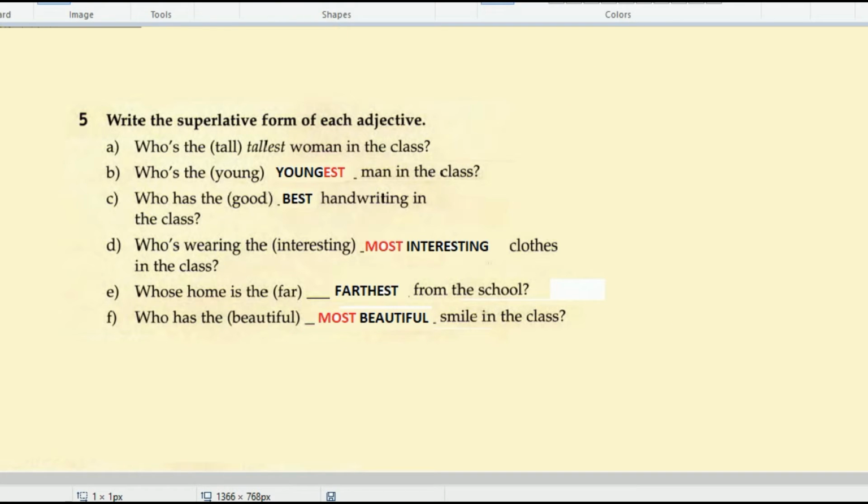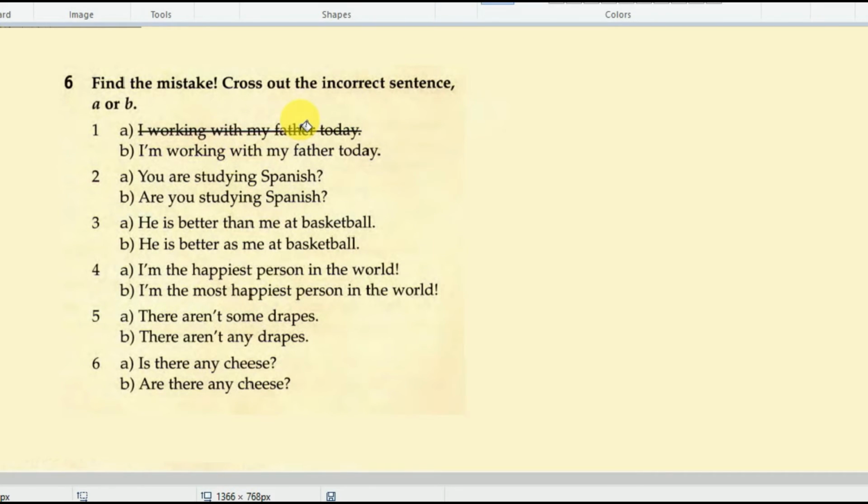Now in this exercise we will cross out the incorrect sentences. So for example, here, "I'm working" is the correct one. Letter A. It's not "I working." It's "I am working." Number 2. "You are studying Spanish?" Oh, this is a question, so this is not right. The better is, "Are you studying Spanish?" "He's better than me, he's better as me." No, he's better than. So "he's better as me" is not right.